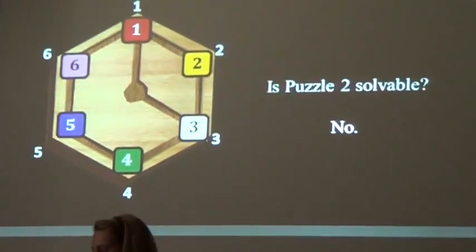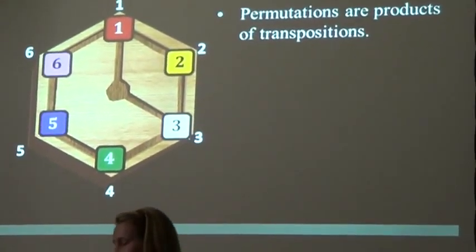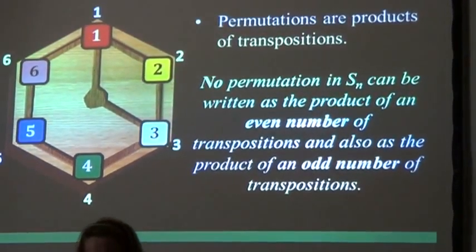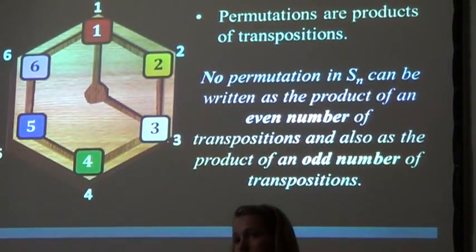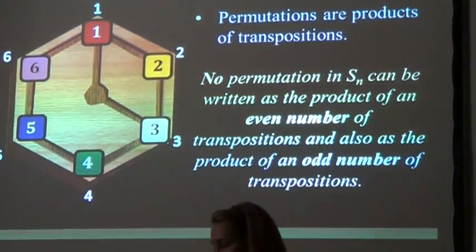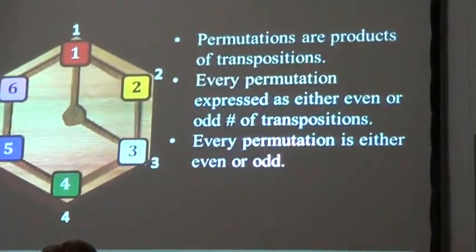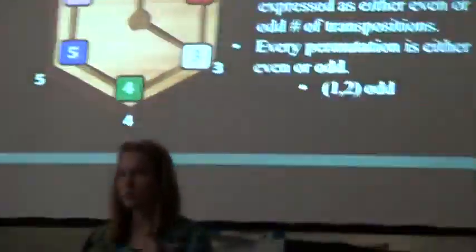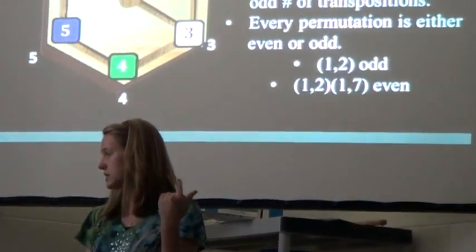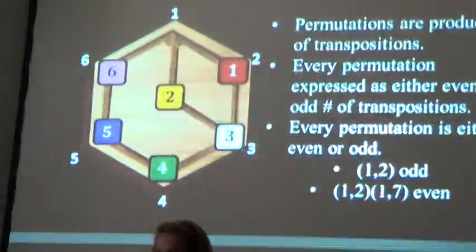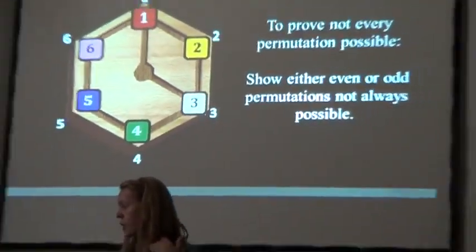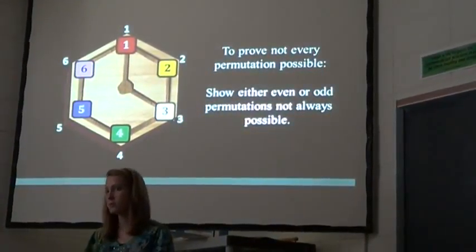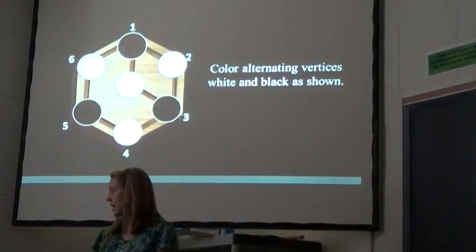Is puzzle 2 solvable? No. This is the logic that you can follow for that. Permutations are products of transpositions. A permutation can be written as either an even number of transpositions or an odd number of them. So we call those even or odd permutations. For example, 1 2 is odd. It's just one transposition. 1 2 1 7 is even. And that's what this looks like here. So to be able to prove that this puzzle is not solvable, we need to show that some of the permutations are not solvable. And we're going to do that.